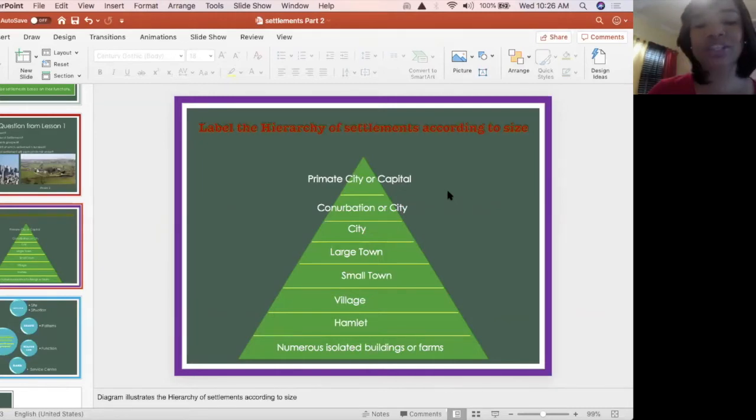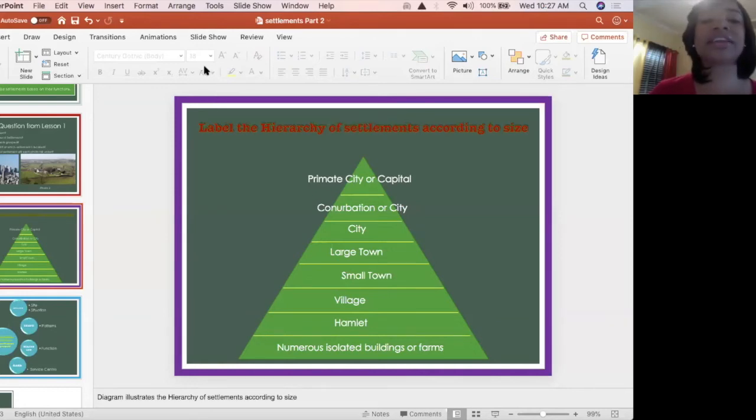So one last question before we leave. Settlements such as numerous isolated buildings, hamlets, village, small town. What are those 4 settlement types? Which umbrella will they fall under? Your numerous isolated buildings, your hamlet, your village, and your small town. Which category of settlement will they fall under? Yes, Marsha, good job. Rural settlements.